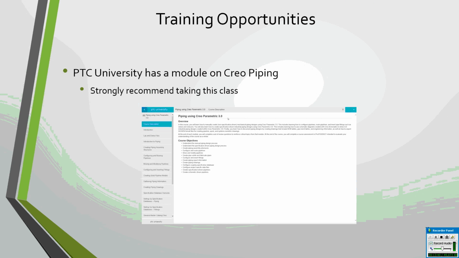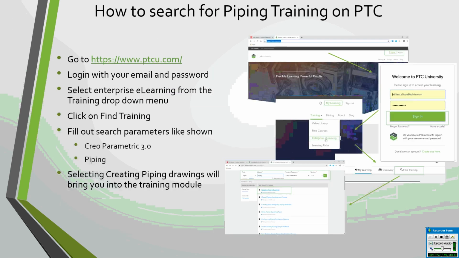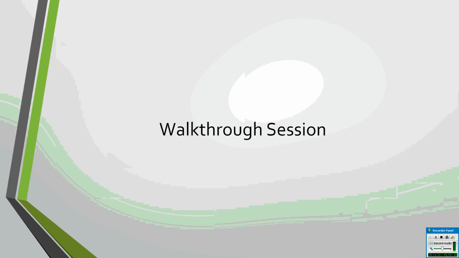So PTC University has a module out there, Creo Piping. I definitely strongly recommend taking this. It helps, especially new users when you're just starting out. If anybody got the presentation here, or just come to me afterwards, I'll take your business card and I can send this information out to you. If you have a university account, this is how you search for it and find the piping information.